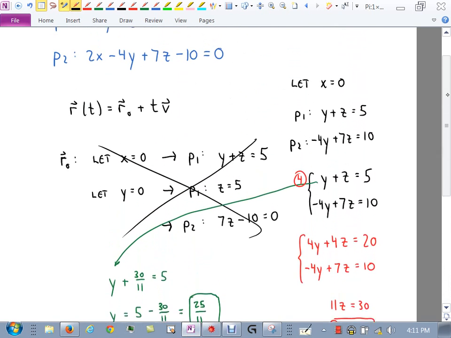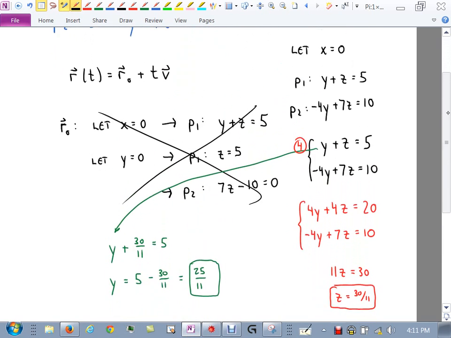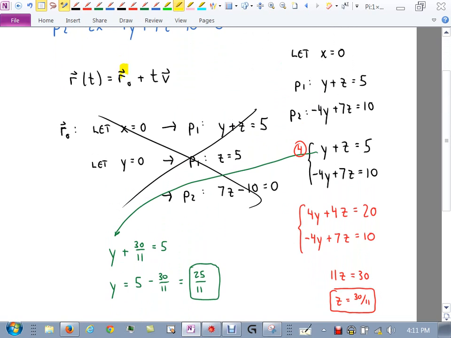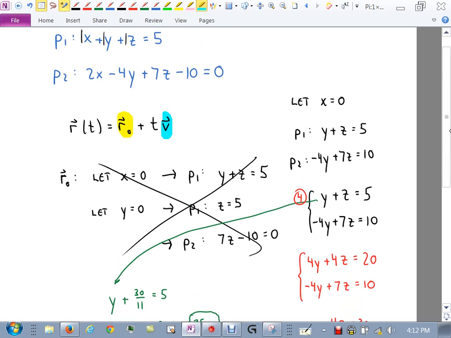Now what do I need? Going back up here, I have R naught. I need V. I need the direction of my line. And the direction of the line should be the cross product of the normals of those two planes. That's right. Which are up here.